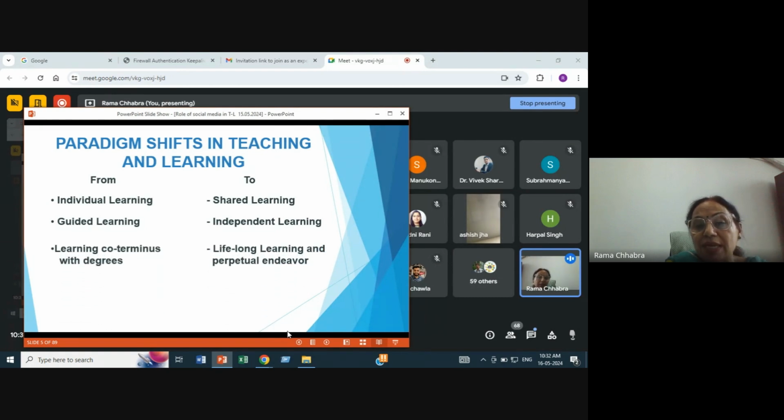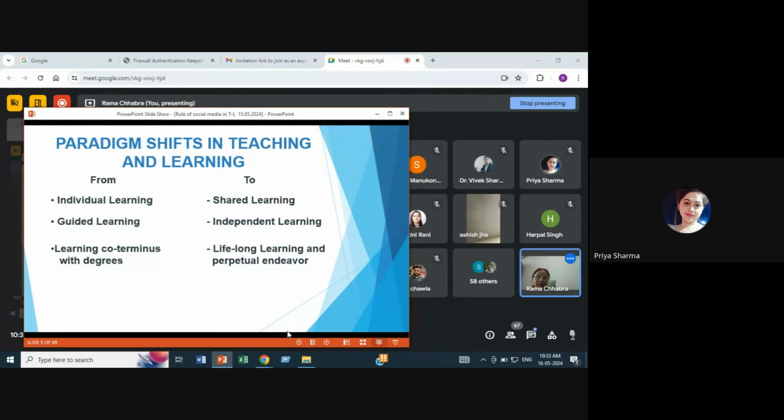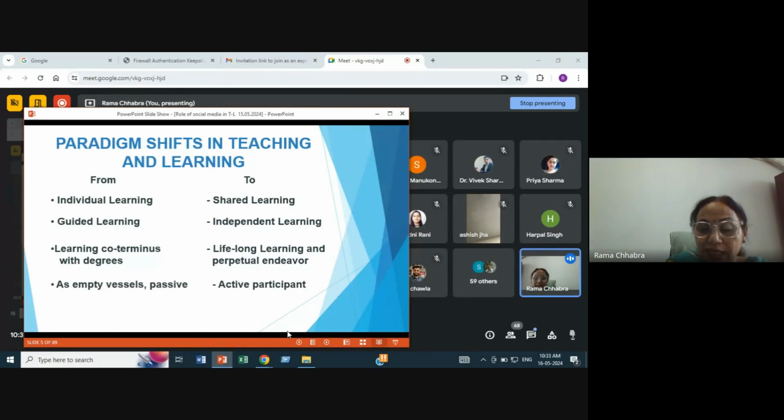Learning coterminous with the degrees. Earlier, the only aim was to earn a degree, find a job and go out. But now I think every skill becomes obsolete after 4 or 5 years. I think in the field of computers, maybe this time span would be less also. We will have to prepare the student with lifelong learning habits and actual endeavor. Earlier, the learner was an empty vessel, a passive recipient of knowledge, but now at present they are active participants in the teaching learning process.